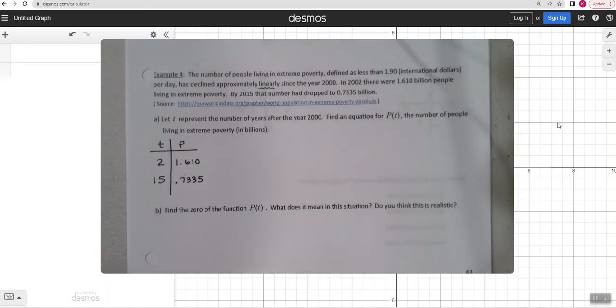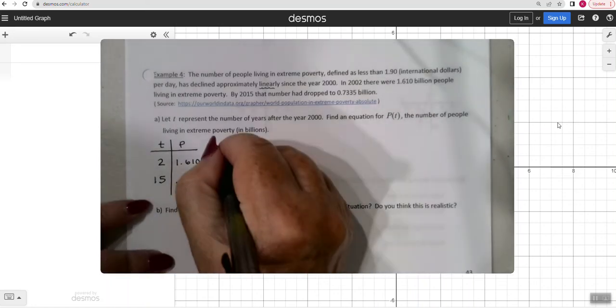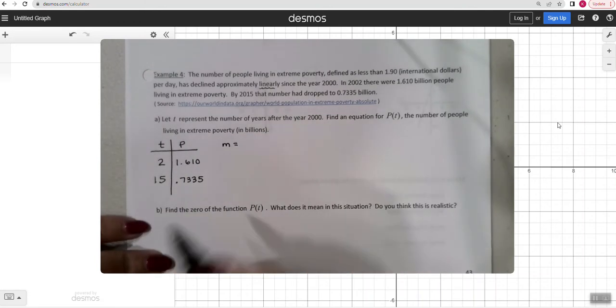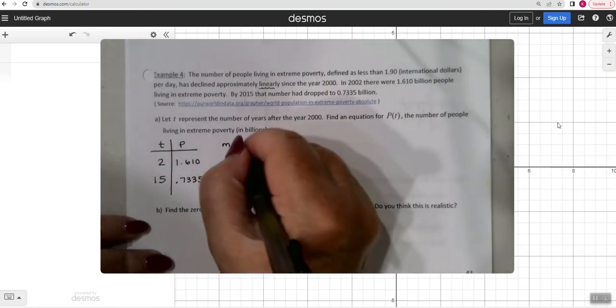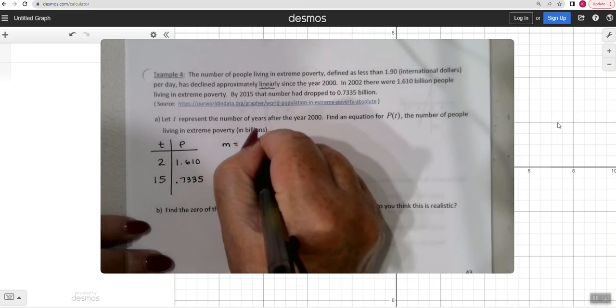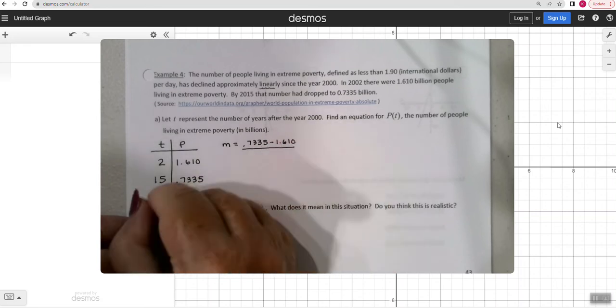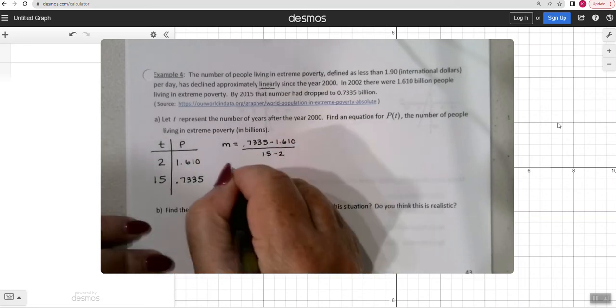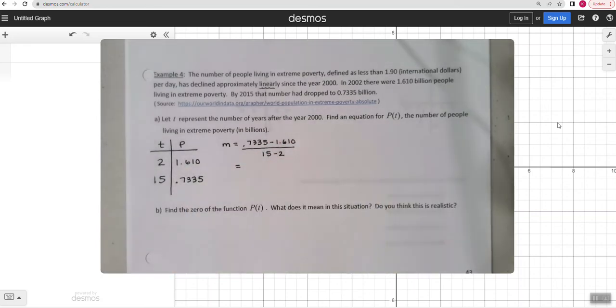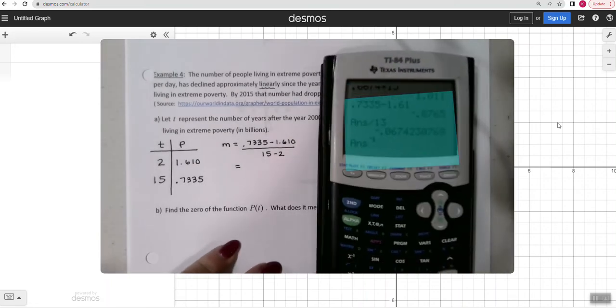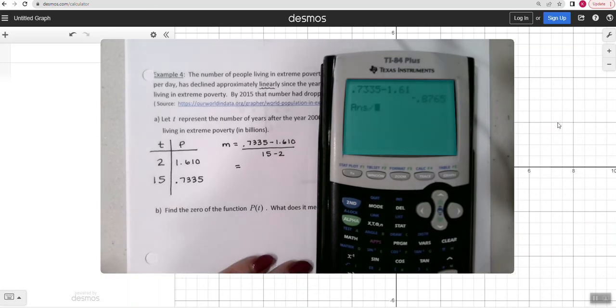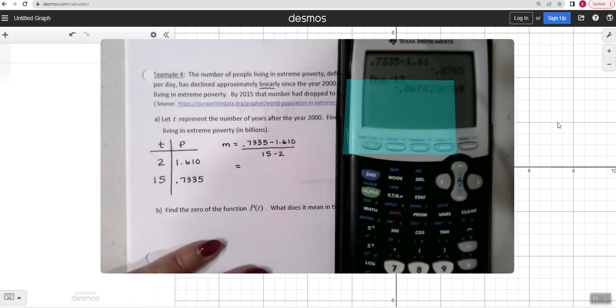Now I'm going to need to figure out both the M and the B. So to calculate the slope, the M, I'm going to do y2 minus y1 over x2 minus x1. So 0.7335 minus 1.610, divided by 15 minus 2. Divided by 13, since 15 minus 2 is on the bottom there. Negative 0.0674.